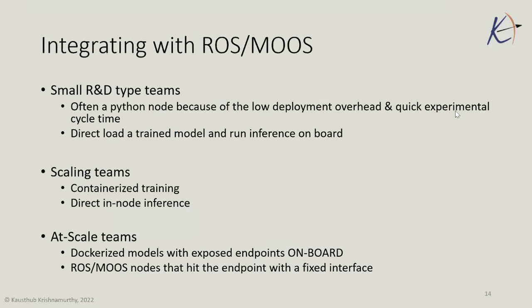When we're integrating ROS with Moose, this is a pattern that I've seen teams go through. A lot of robotics teams are small R&D type teams, typically in universities, typically in small startups, and they need to move fast and don't necessarily have the full breadth of skills around Kubernetes, Kubeflow, managing deployments and clusters. So the quickest way for them, and frankly, I've done this myself in the past, the quickest way for me was to write a ROS node that would import my PyTorch model and would infer on it within ROS. So I've had a ROS inference node, essentially, right?